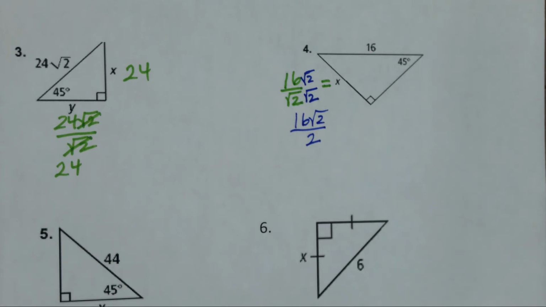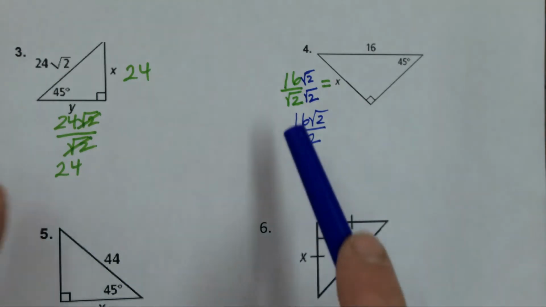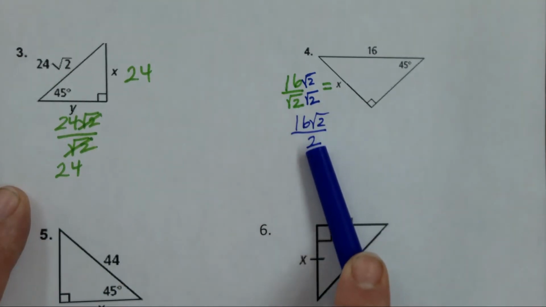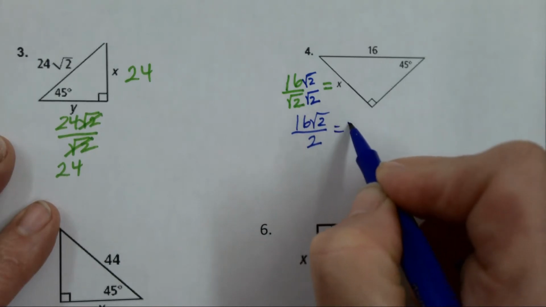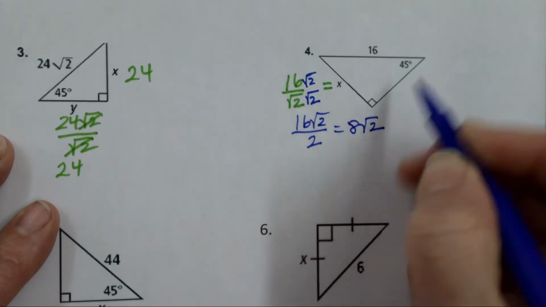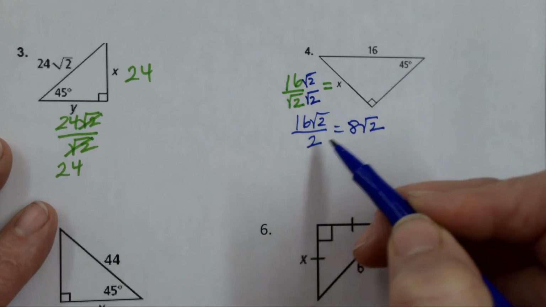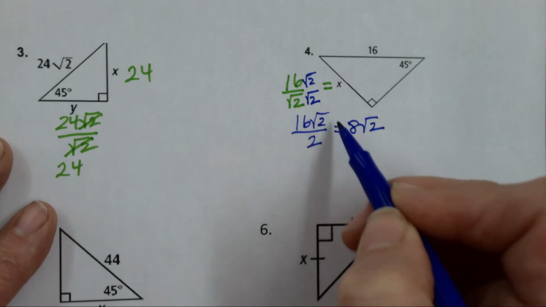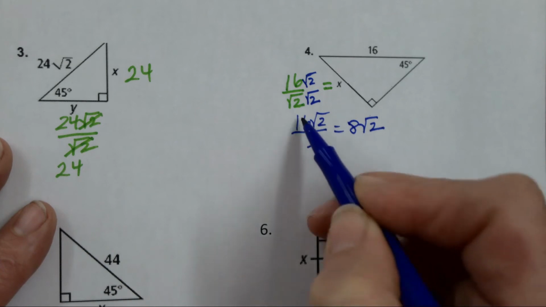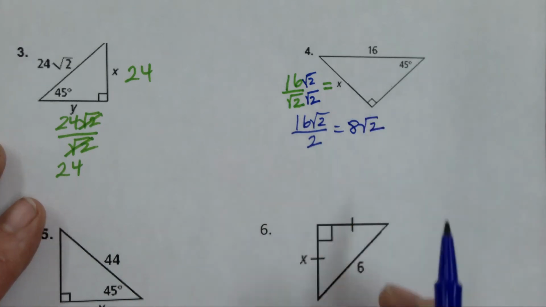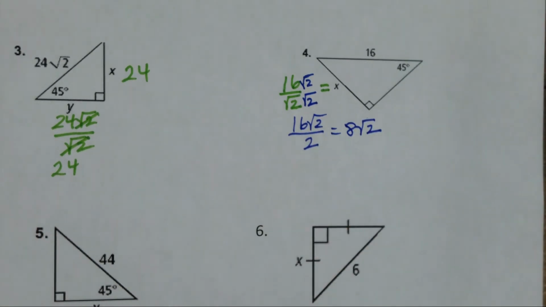Can I simplify that? Yeah, I can. 16 can be divided by 2, can't it? What do I end up with? 8 times the square root of 2 when I simplify. Pull a 2 out of both of those. I can't pull a 2 out of the radical because that's trapped inside that radical. But the whole numbers, the 2 and the 16, those can be manipulated and moved around.